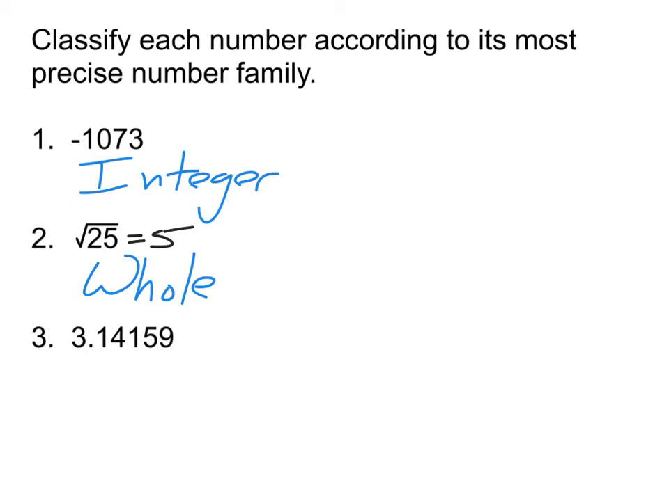So we have to use whole as our way to categorize it there. Okay, number three. Number three can be a little bit extra tricky. We're going to see if I tripped you up here. In this case, as we take a look at this decimal, I know a lot of you are saying, it's pi, but it's not pi.